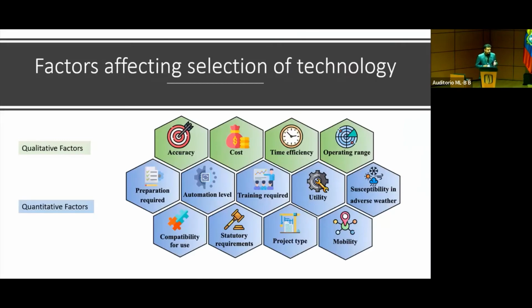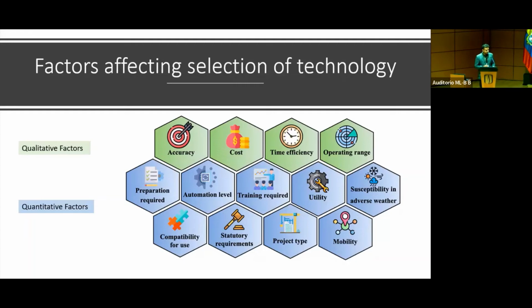So finally, we come to what factors a construction site has to consider while selecting a progress monitoring technology. We divided the factors into 2 types. One is the qualitative factors, and another is the quantitative factors. The qualitative factors include the accuracy, the cost, time efficiency, and the operating range. And the quantitative factors include preparation required for progress monitoring, automation level, the training required, statutory requirements, project type, mobility requirements, and so on.